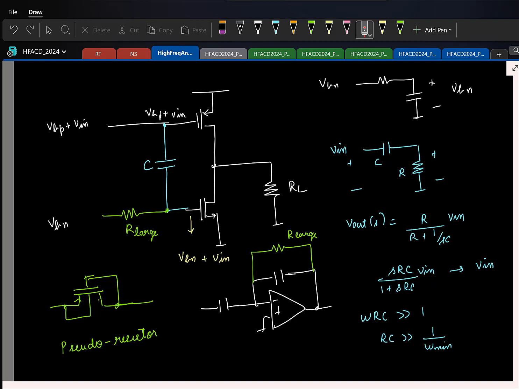But anyway, coming to the point, to make sure that the NMOS here has a different bias voltage, you do this RC coupling that you learnt in your analog circuits course.